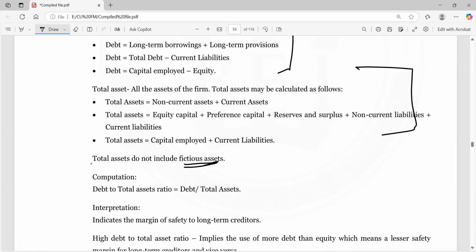These assets will not generate any revenue for the company. Actually, these are expenditures that are shown on the asset side for a temporary period of time. Intangible assets are not fictitious assets. Fictitious assets are those assets that do not generate any benefit or revenue for the company, like preliminary expenses, deferred revenue expenditures, and all. Right? So those fictitious assets should be excluded while calculating total assets. Right?